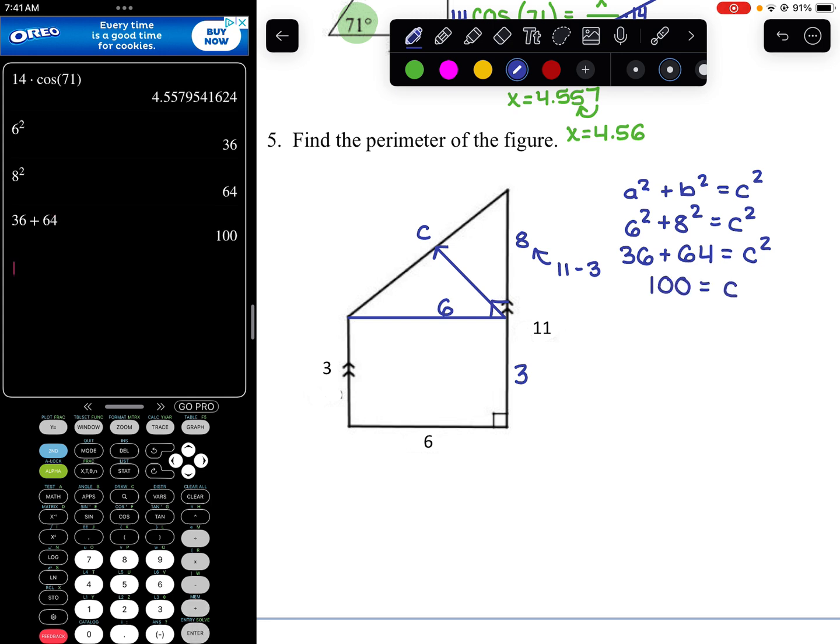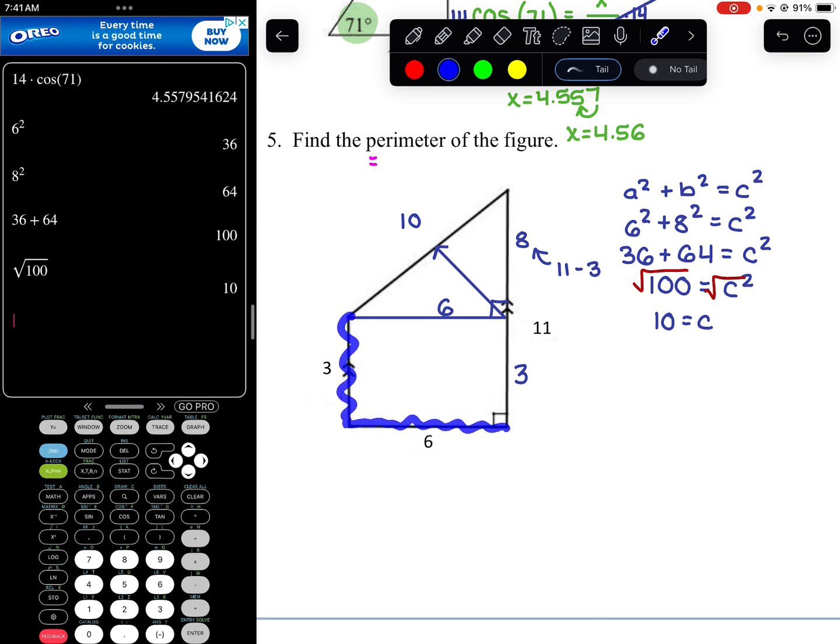And then to get C completely alone, I want to get rid of that squared, that 2. So to undo a C squared, let's go ahead and square root. And this is how we end up getting that C, or that hypotenuse, that side across from your right angle, is 10. So now we can go ahead and we can calculate our perimeter by adding up our sides.